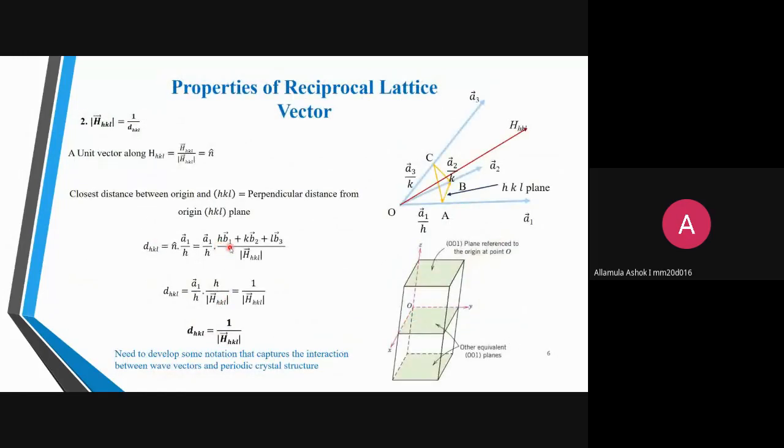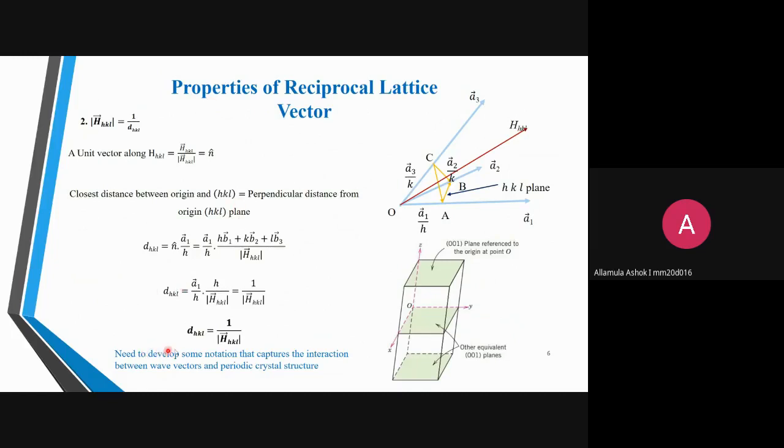Then a1 dot b1, a1 dot b2, a1 dot b3. Since b2 is perpendicular to a1, this dot product is 0, and b3 is perpendicular to a1 and a2, therefore this dot product is also 0. But a1 dot b1 gives ab cos theta, h by h, or 1 by modulus of H, because we know that a1 dot b1 equals 1, which we proved earlier. It gives us that the magnitude of this generalized reciprocal lattice vector is equal to 1 by the interplanar spacing of this set of HKL planes. So as of now, we have defined the reciprocal lattice unit vectors and the generalized reciprocal lattice vector, their properties, and how they are related to real space.